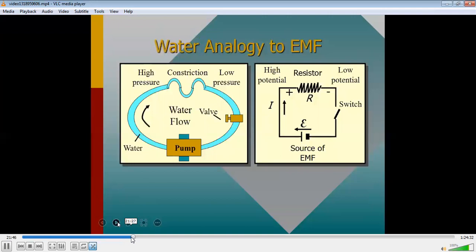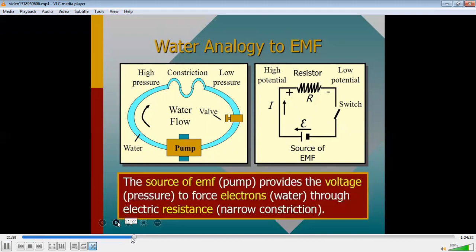So we can convert it into a circuit diagram. High pressure means high potential, low pressure means low potential, and there is a switch, that means the bulb. The source of EMF means the pump. Resistance will be the constriction, and water flow will be the electric current. The source of EMF, the pump, provides the voltage, that means pressure, to force electrons, that means water, through electric resistance, that means the narrow constriction. This is a real life example to understand what EMF is.